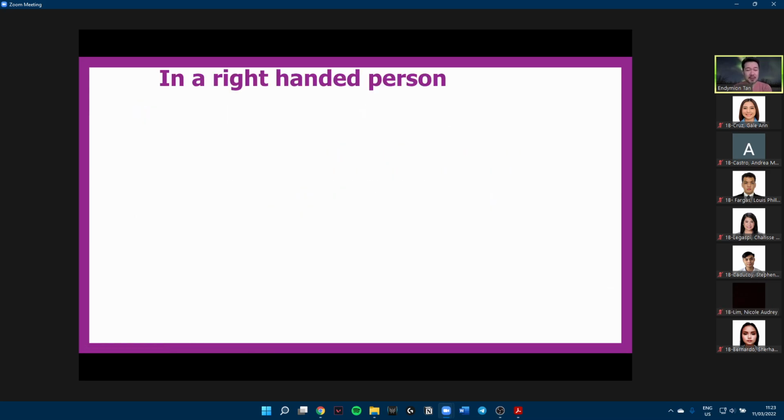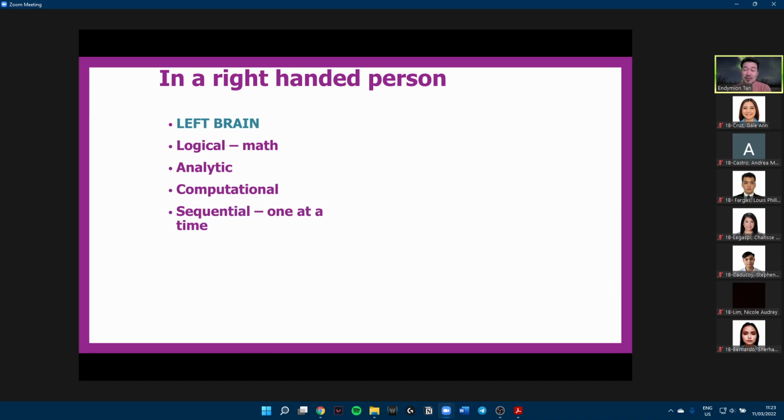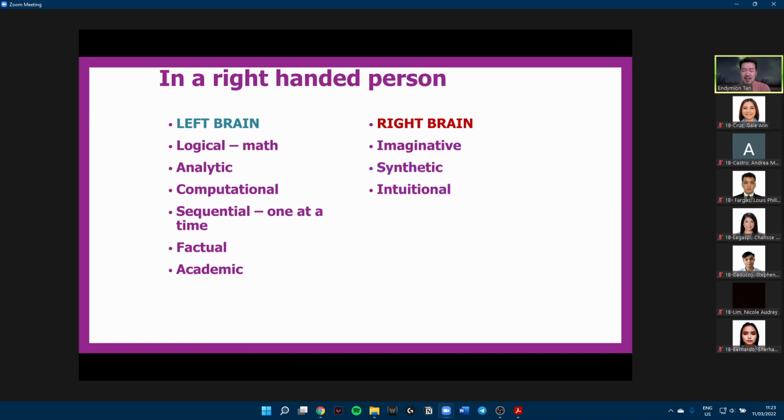So in a right-handed person, it is said that the left brain is the dominant hemisphere for logical or mathematics, analysis, computational. Ako parang ayoko na yata maging left brain dominant, gusto ko lang mag-compute ng grade. Sequential, you do things one step at a time. Factual, makatotohanan, academic, and function. Right brain dominant, sila daw yung imagination, synthetic, intuition, holistic. You do all things at the same time. Haka-haka, no? Uses imagination, colors, music appreciation, emotion.